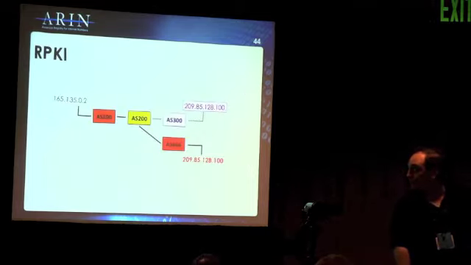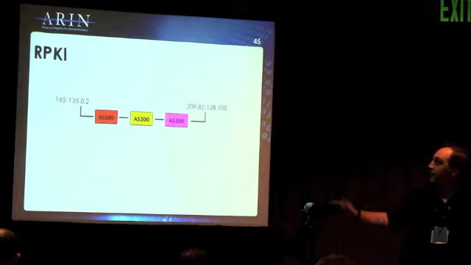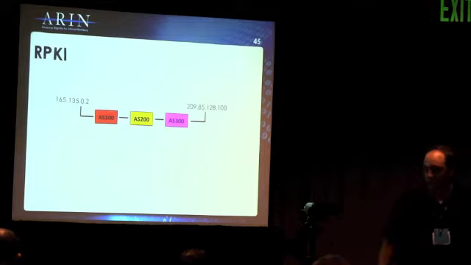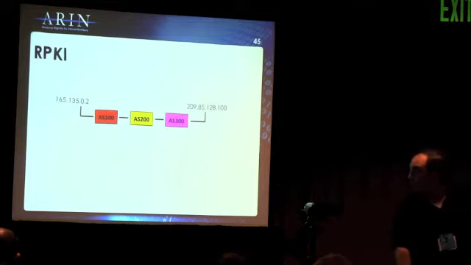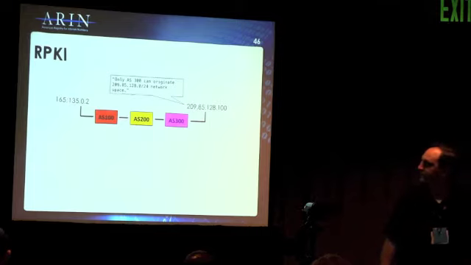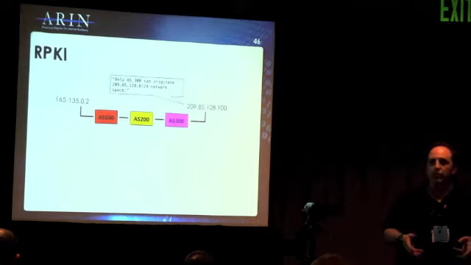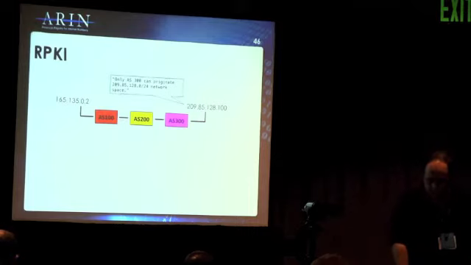So using this example earlier, if the resource holder for 209.85.127/17 were to publish a ROA that said only AS300 can originate my 209.85.128/24 network space, the ROAs do not have to line up exactly with the assignments that that resource holder has. They can slice it up as far down as they want.